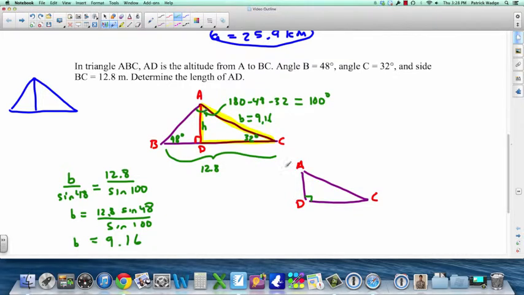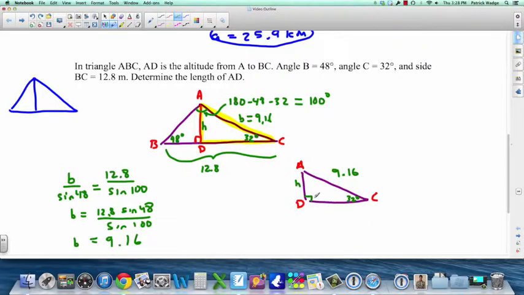You cannot just say that this is 50 here. You can't just assume it cuts it in half. It doesn't cut it in half. But I do know this is 32 degrees. I could figure out that angle if I wanted to. If I know these two angles, I could certainly figure out that angle. But I'm just going to leave that for now. I don't think I actually need to know that. I know this side's 9.16, and I want to know this side h.